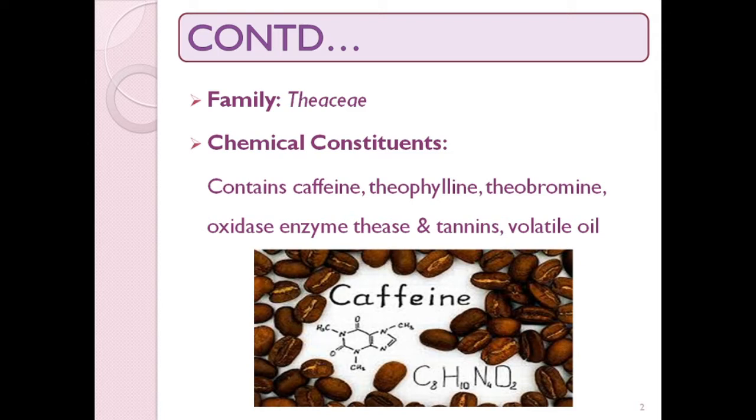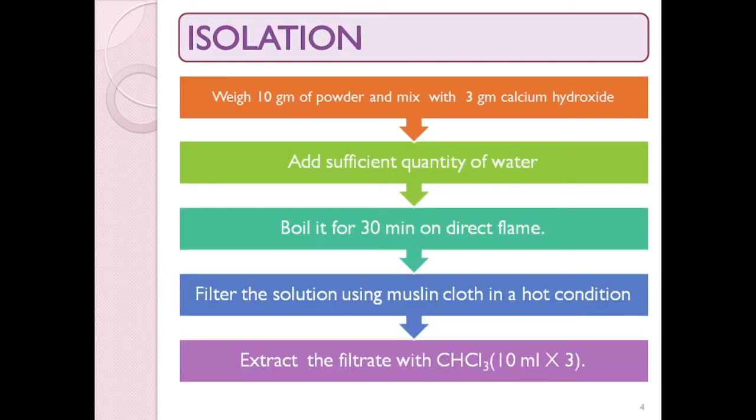It also contains enzymes like Thease, which is oxidase in nature, and along with the purine alkaloid, it also contains tannin. So this is the basic structure of caffeine. The basic structure indicates that it is a 1,3,7-trimethylxanthine derivative. So caffeine gives a positive test for purine alkaloid.